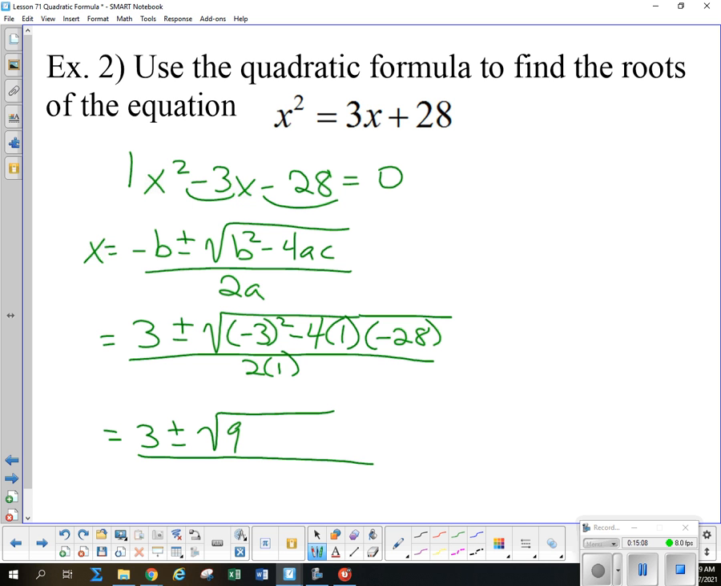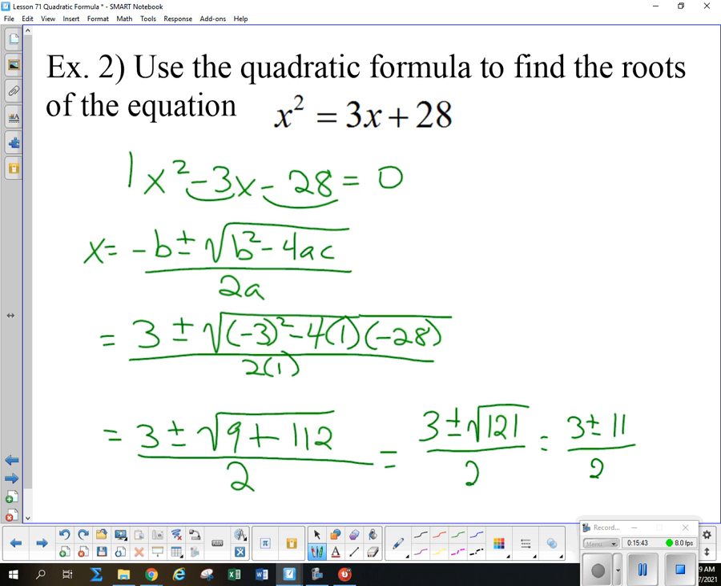So I said my minus 3 times minus 3 was plus 9. Count my minus signs. I have 2 of them, so I have a plus. 4 times 28 is 112. Add those together, and I have 3 plus or minus the square root of 121 over 2. What do we know about root 121? That's 11. So I'd have 3 plus or minus 11 over 2.